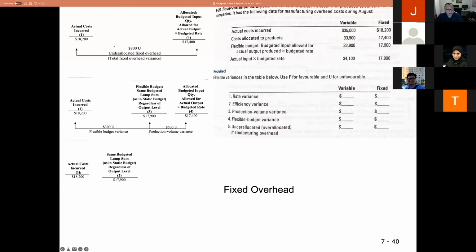Now let's take a look at 1 and 2, the left column and the second to the left. Remember this one is equal to the flexible budget. Both numbers are from the static budget, the fixed cost. So these 2 and 3 are equal, 17,900 and 17,900. When I take these two, what do I get? Rate variance, and there's another name, spending variance. Yeah, rate and spending.